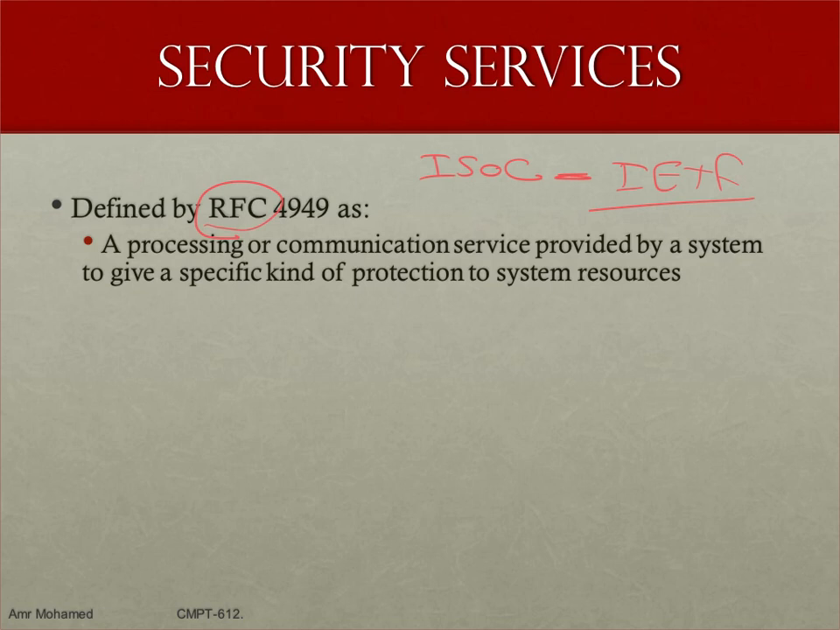So RFCs here define what we call security services. We talked about security mechanisms or techniques, and we'll talk about them again. Here, security services talks about a processing or communication service provided by a system to give a specific kind of protection. And usually a service could be layer-based or layer-agnostic. A specific level of protection at a specific layer, like for example, network access layer, routing layer, things like that, or a security service for the entire system without focusing on a particular layer.